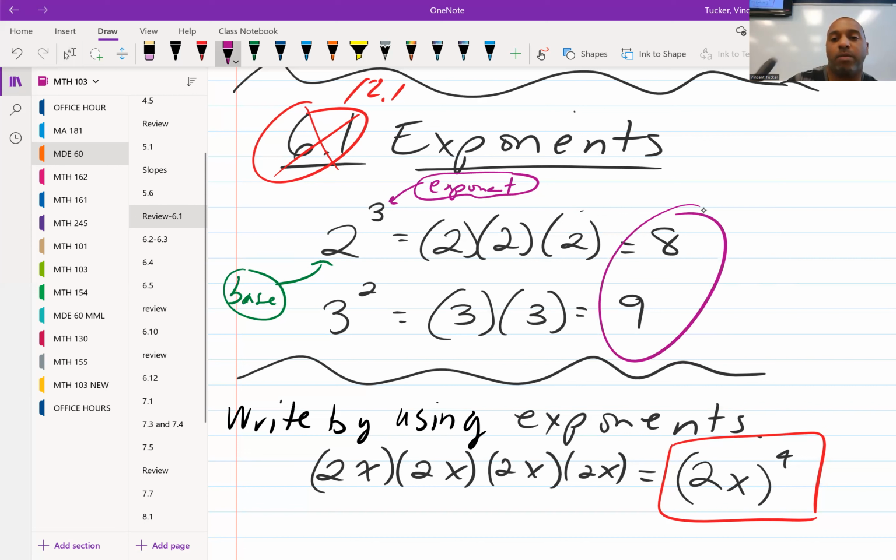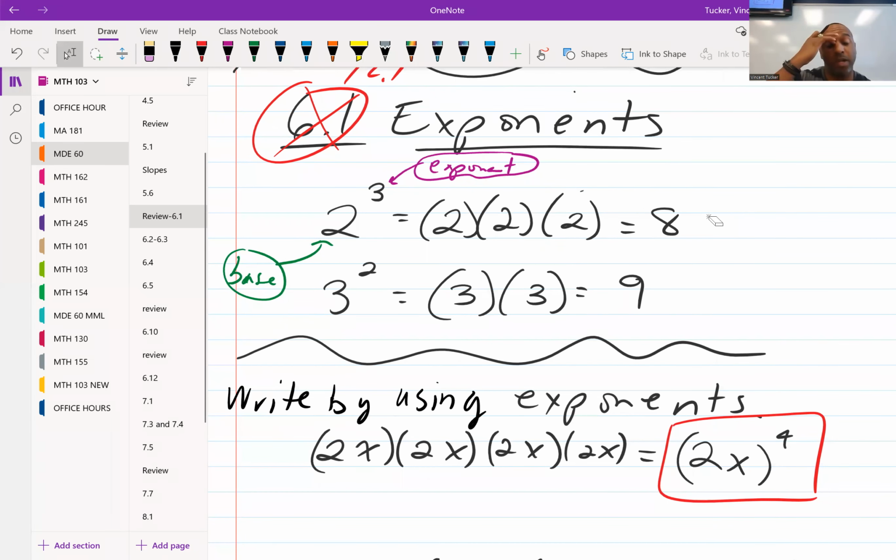Questions on that and how that works? So an exercise that you may see right down here says write by using exponents. If I have 2x times 2x times 2x times 2x, they didn't ask you to simplify, they asked you to write by using exponents. So this is 2x raised to the 4th power.